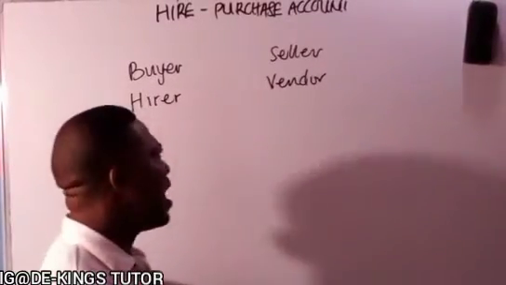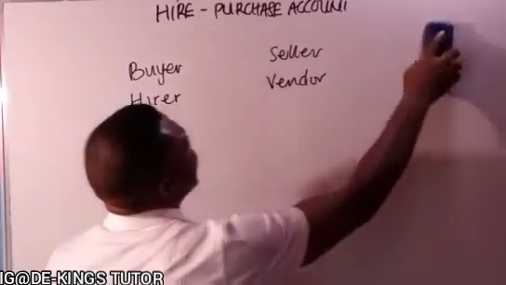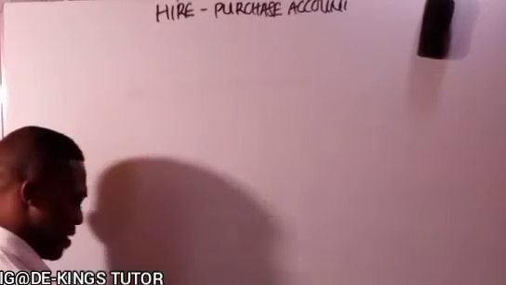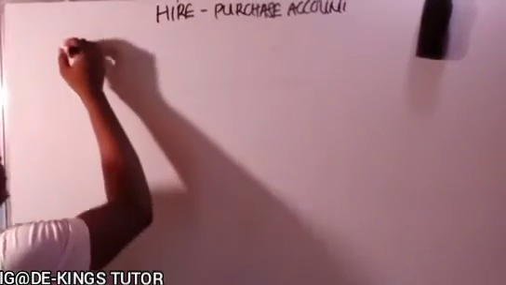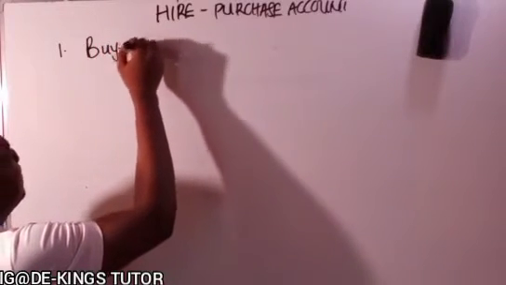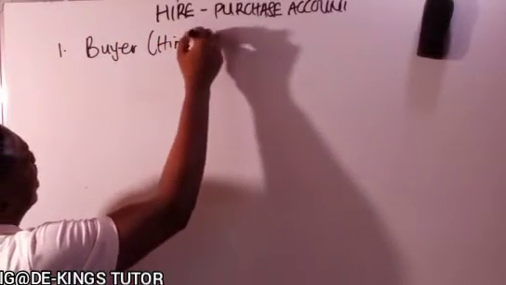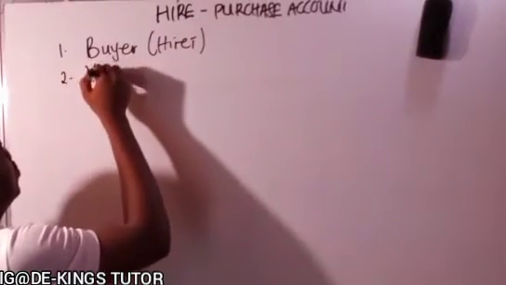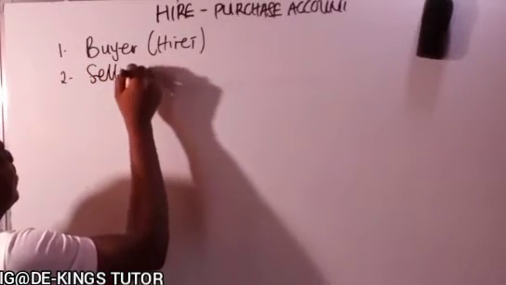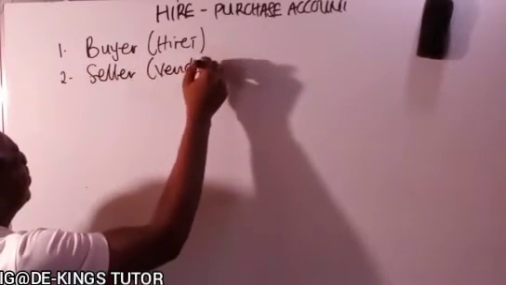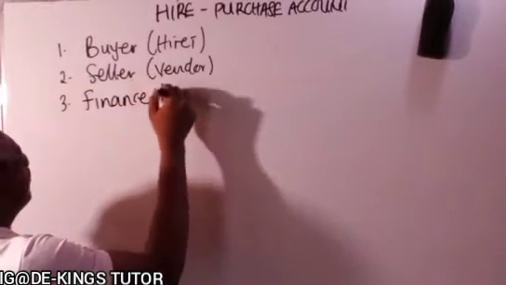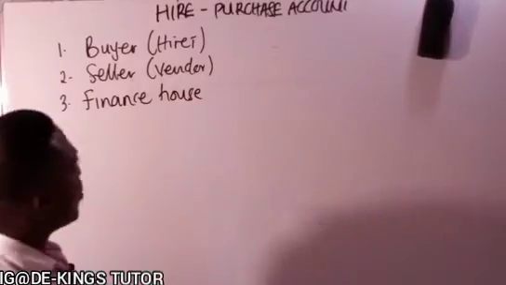Now there are parties to this hire purchase contract that I would want us to know. The first party is the buyer, who is known as the hirer. Two, we have the seller, who is known as the vendor. And the third one is what we call the finance house. Now, I'm going to explain this.